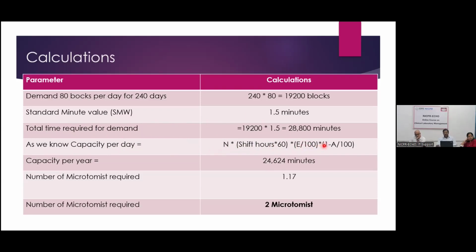Then we subtract the absenteeism here. So it is 1 minus absenteeism in terms of fraction. So 1 minus A by 100. So this is the formula for capacity. So we have a capacity of 24,564 minutes in case we have one microtomist. So the number of microtomists required here is 1.17. That is 2 microtomists are required to fulfill the demand of 80 blocks per day for the following year.